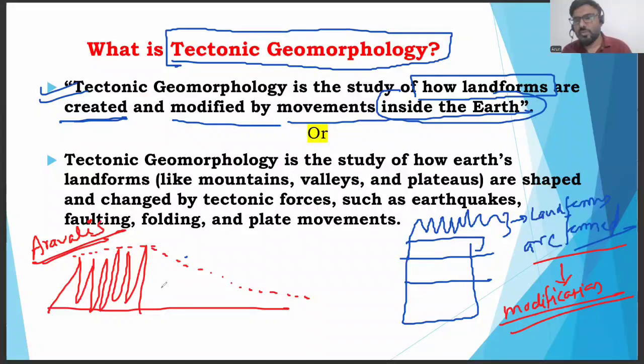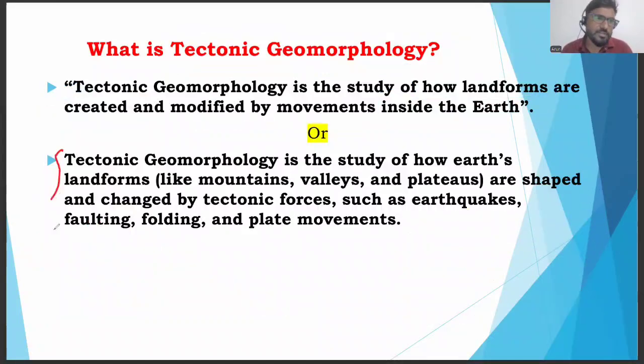So tectonic geomorphology is the science, the discipline which studies the landform formation as well as the modification which are happening with respect to those landforms because of the movement inside the earth, right? So we can see another definition of tectonic geomorphology. Another definition says that tectonic geomorphology is the study of how earth's landforms like mountains, like valleys, like plateaus are shaped and changed by tectonic forces.